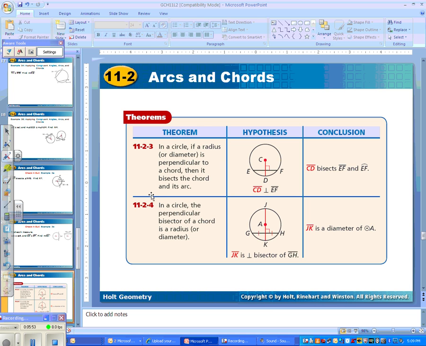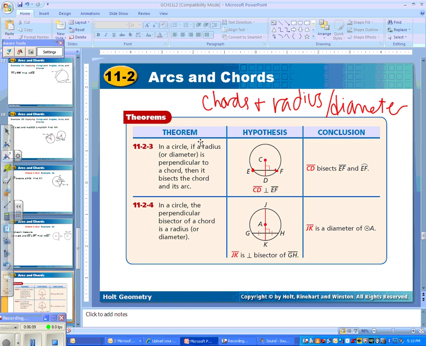All right, last thing we're going to talk about are chords. Remember, a chord is something that hits the circle 2 times. So we're going to talk about the relationship between chords and the radius or diameter. This is what I would title these notes.